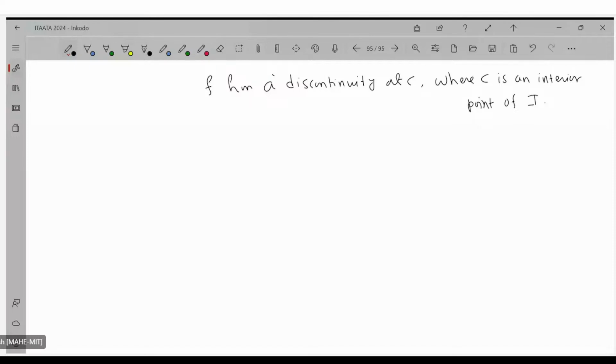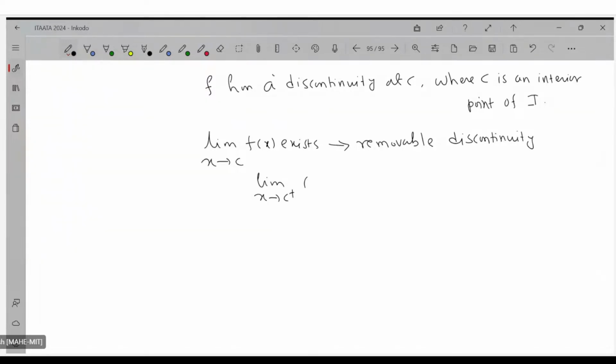Okay. Now again you have different possibilities. First possibility is that limit x tends to C f(x) exists. What type of discontinuity do we have? Then we have removable discontinuity. Fine. So now second case is it does not exist. Second case is limit x tends to C plus f(x) not equal to limit x tends to C minus f(x).